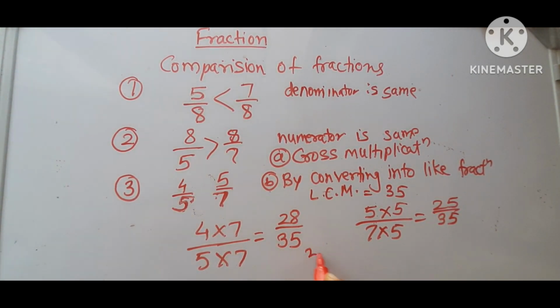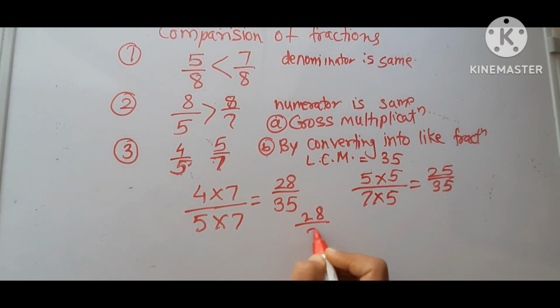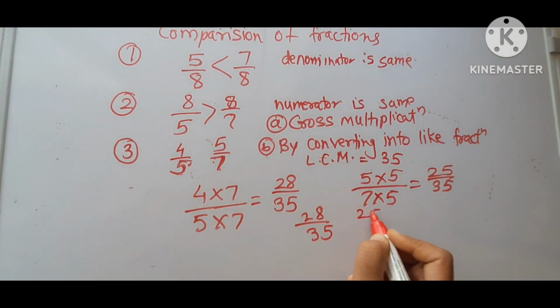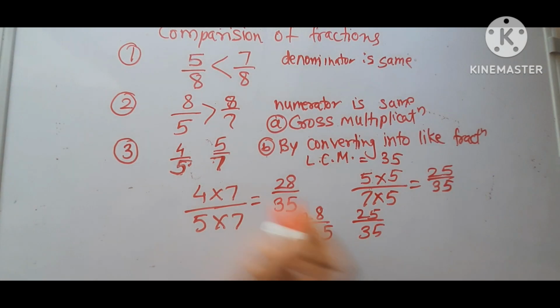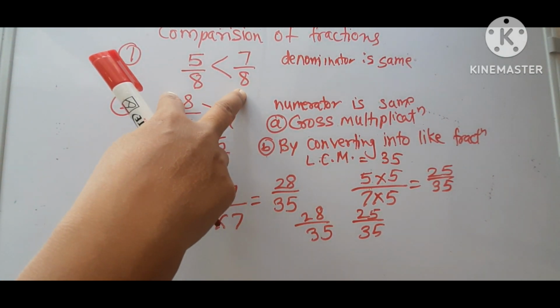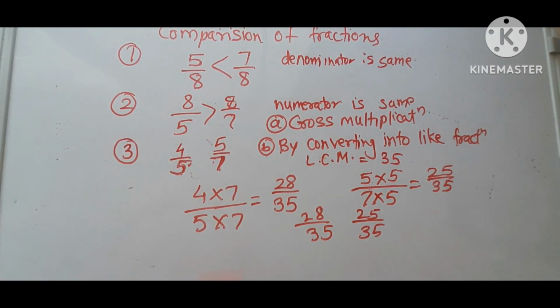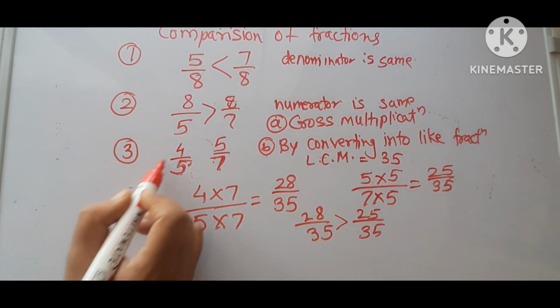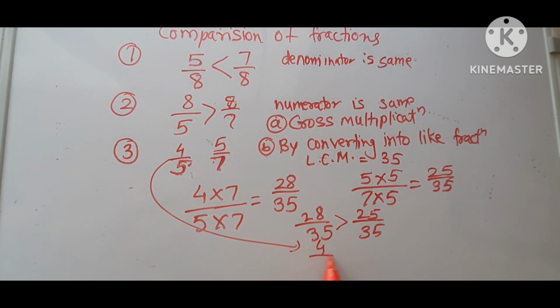Now I have 28 by 35 and 25 by 35. These are like fractions, and in like fractions when the denominator is the same, we just check the numerator. In this case 28 is bigger than 25, so 28 by 35 is bigger than 25 by 35. That means 4 by 5 is bigger than 5 by 7.